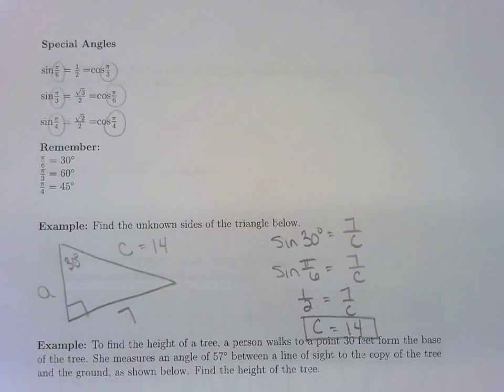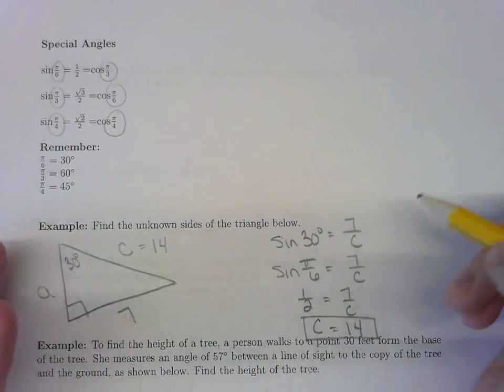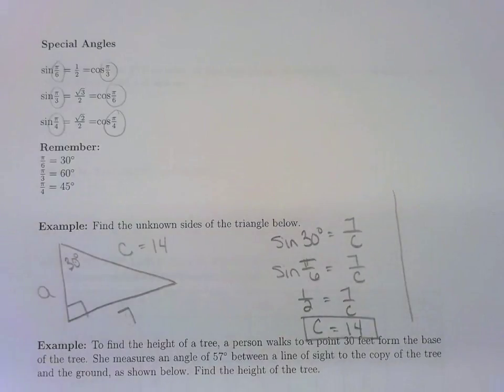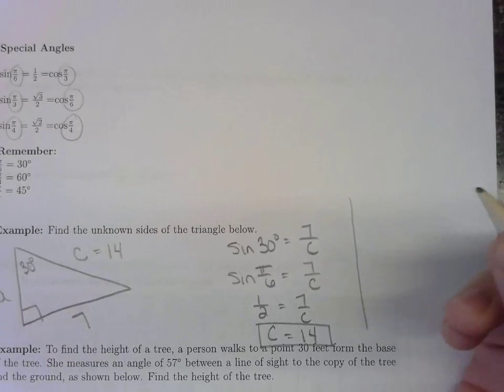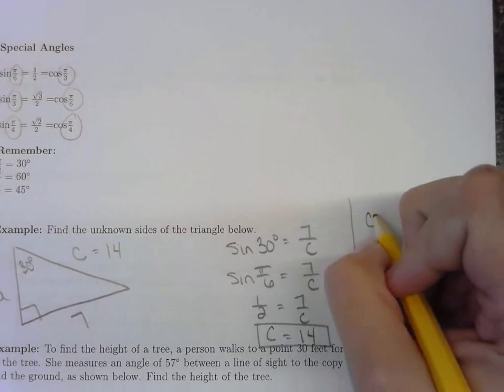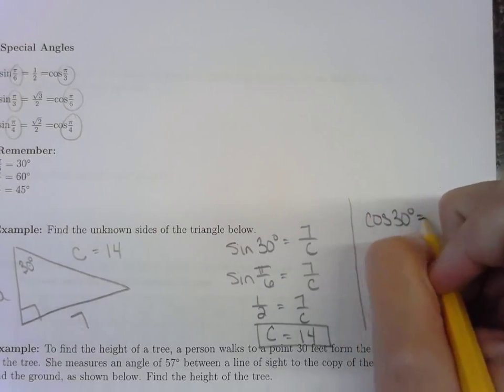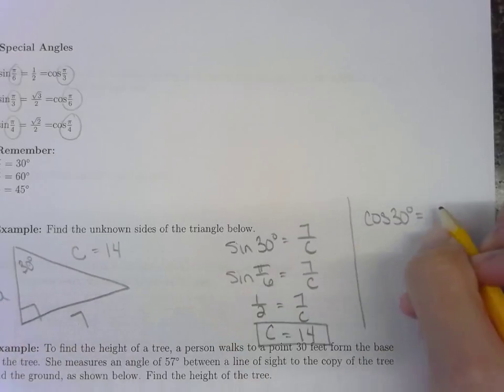Now we could go ahead and use Pythagorean's theorem to check, but I think this is actually easier than using Pythagorean's theorem. So we can instead use cosine. Since we have an a here, this is adjacent. So let's go ahead and use cosine. So we have cosine of 30 degrees is adjacent, which is a, over the hypotenuse, which is 14.